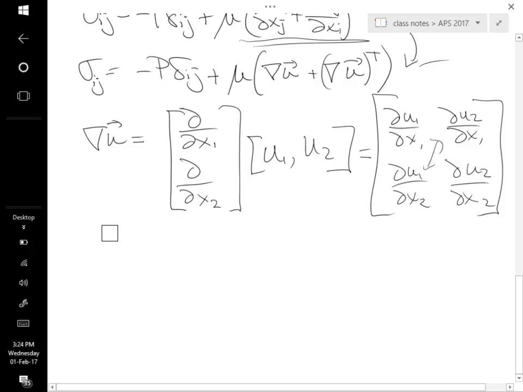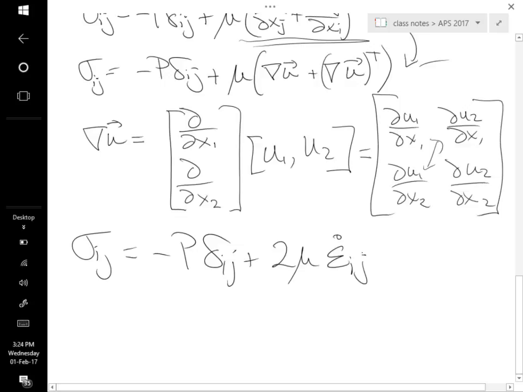Let's just write it out all the way. Let's see, ij minus p times the Kronecker delta. Okay, so that's an even more compact way of writing this.